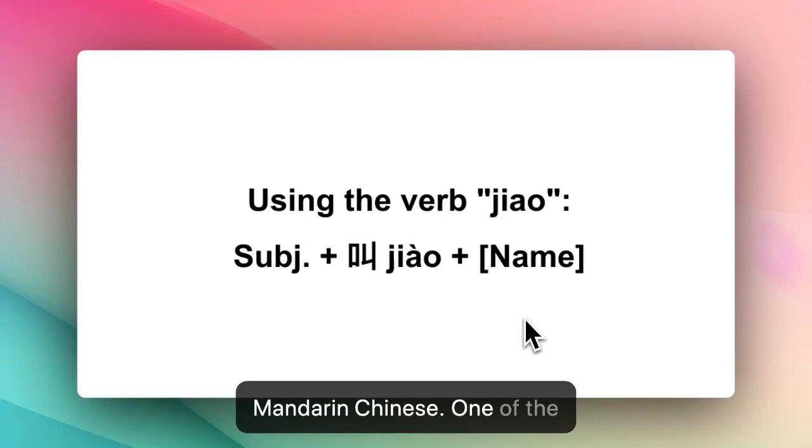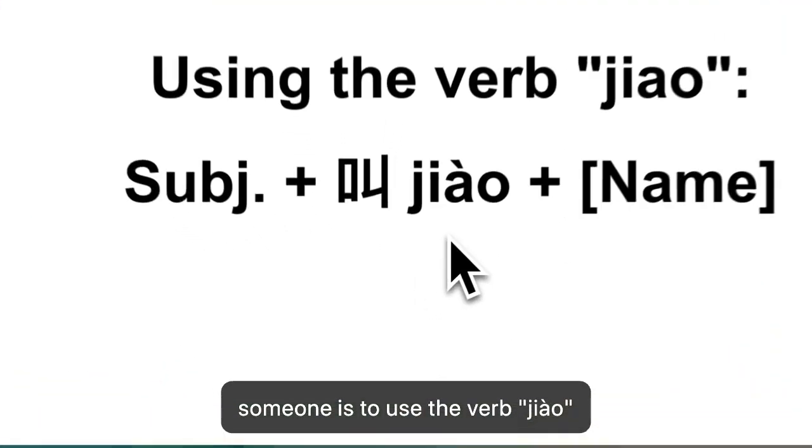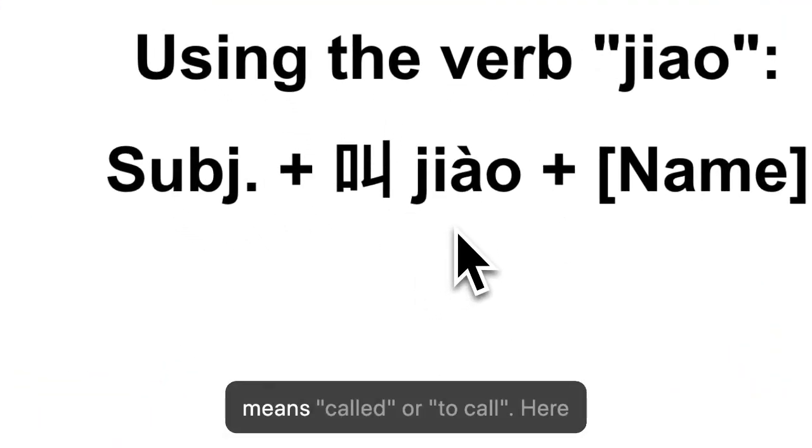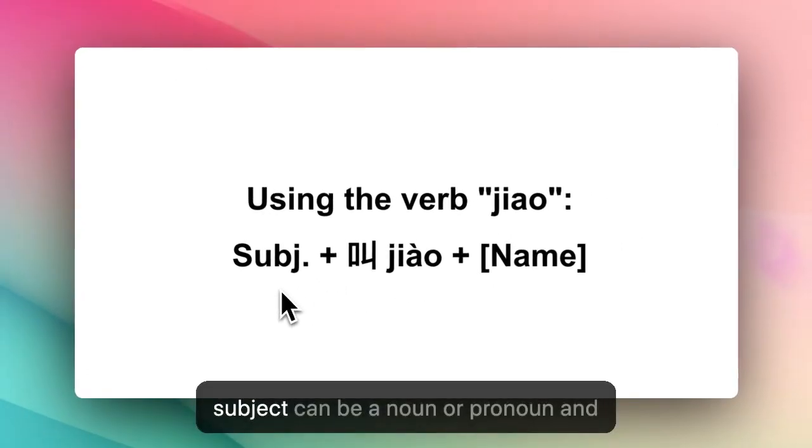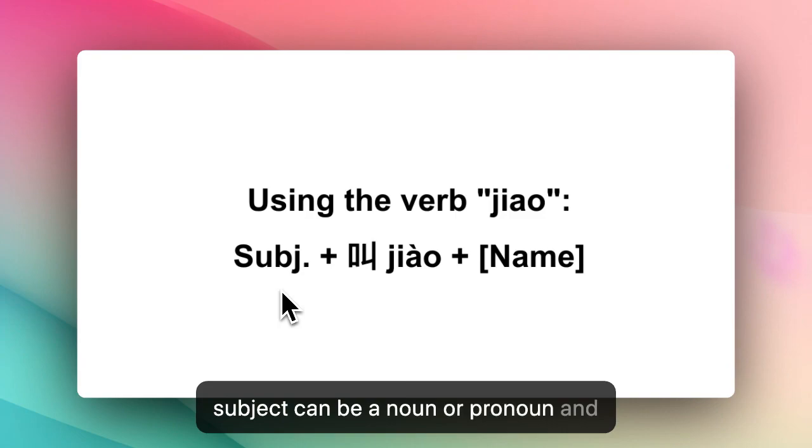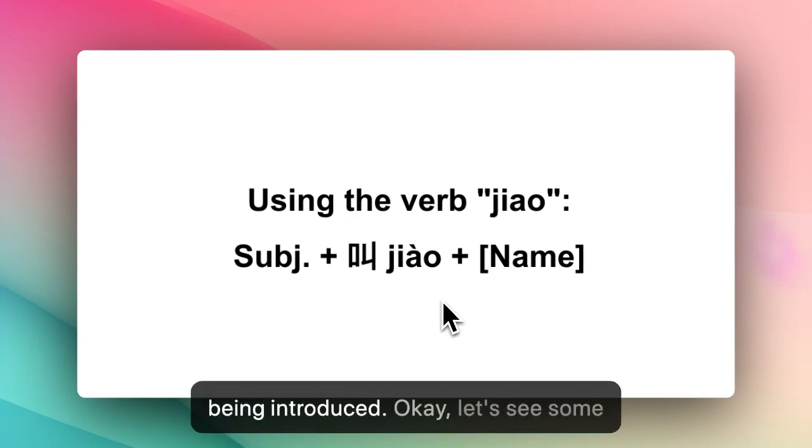One of the fundamental ways to introduce someone in Mandarin Chinese is to use the verb jiao, which means called or to call. Here, subject can be a noun or pronoun, and name refers to the name of the person being introduced. Okay, let's see some examples.